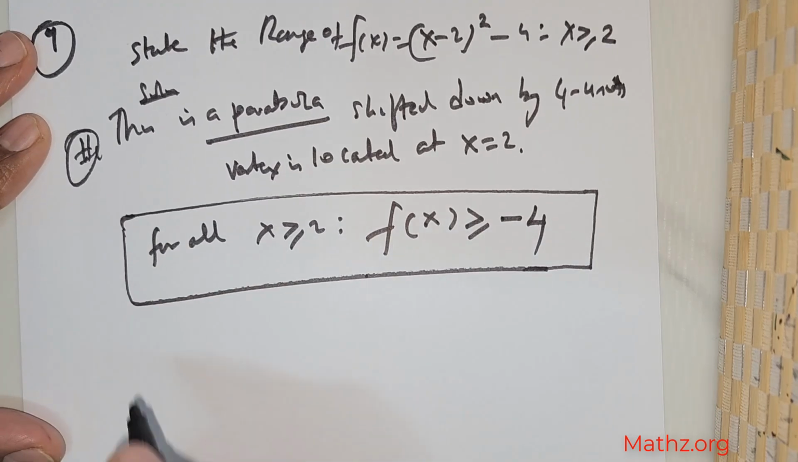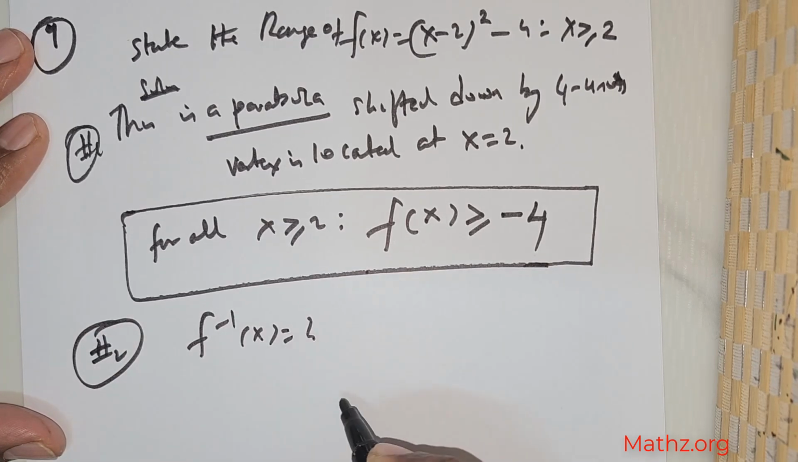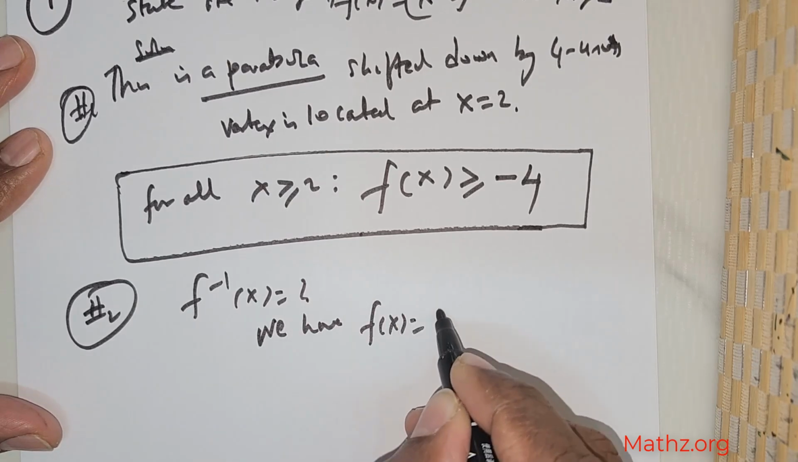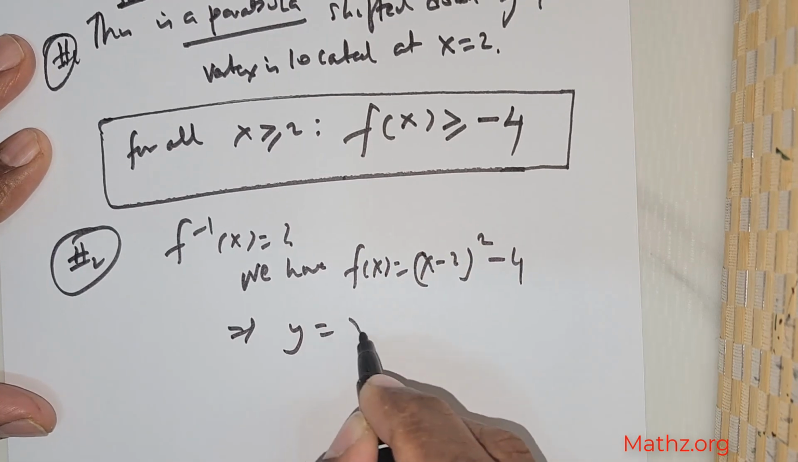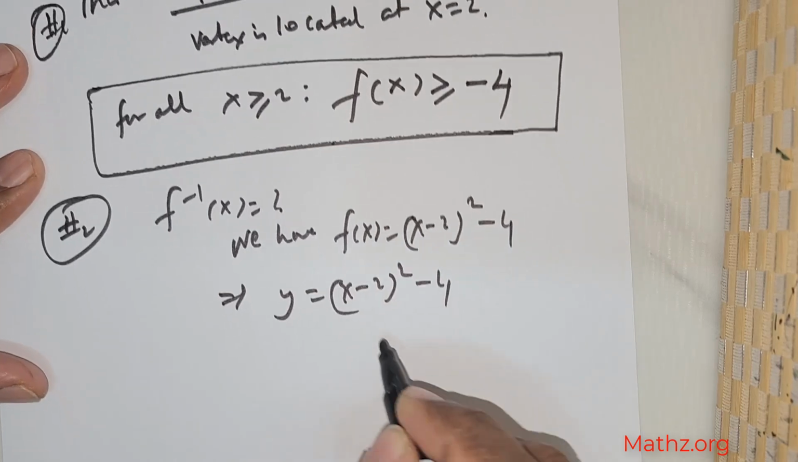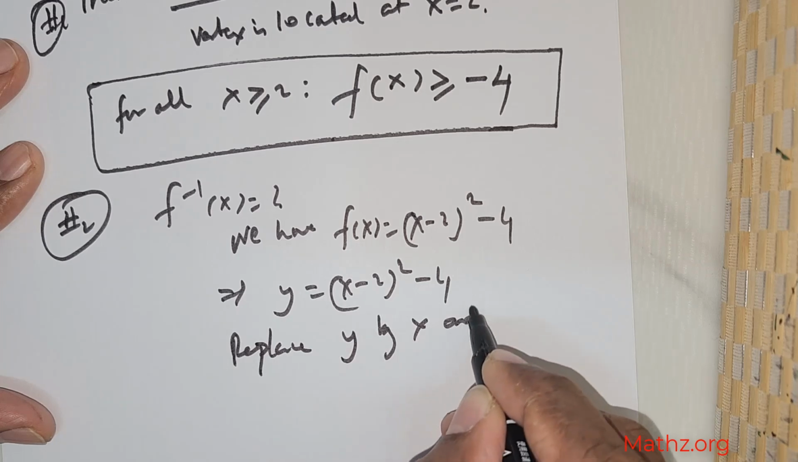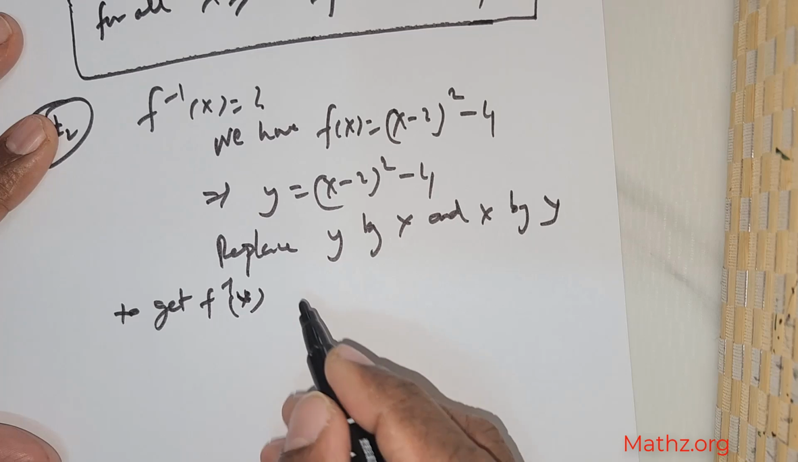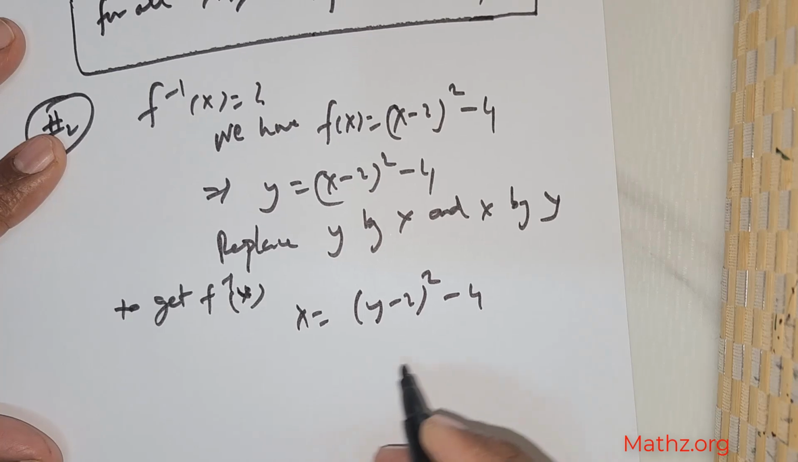Now second part is, this is part number 2. Part number 2 is f inverse of x we need to find. Now we have, what is it we got? We got f(x) = (x - 2)² - 4. I can rewrite this as y = (x - 2)² - 4. I am going to replace y by x and x by y to get f inverse of x. So over here x, and then over here (y - 2)² - 4.